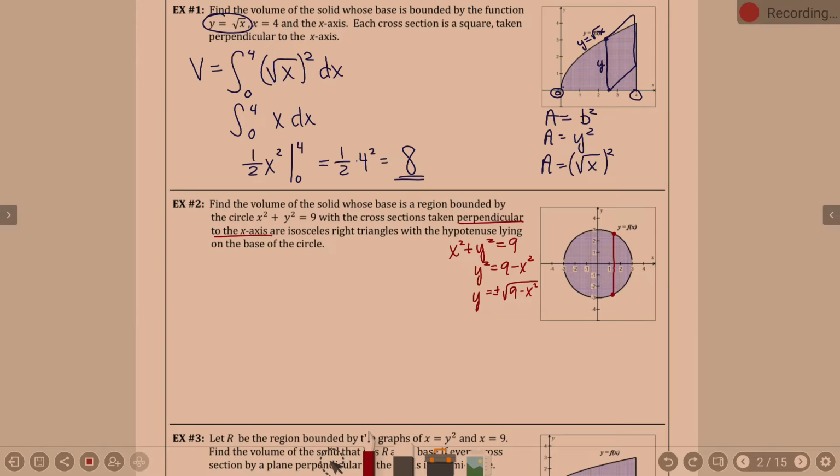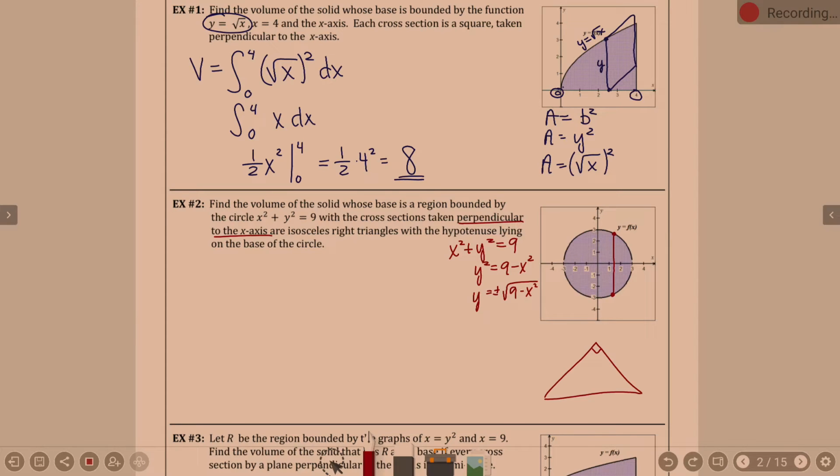Now, isosceles right triangle with specifically hypotenuse lying on the base of the circle. So if you go back to the areas we did yesterday, isosceles right triangle with hypotenuse as a base, there's a visual for you if you need a visual. Okay? So there's your visual. Down here, there's my isosceles right triangle with hypotenuse as the base, right?